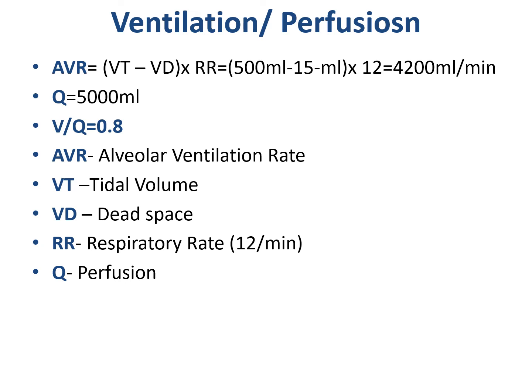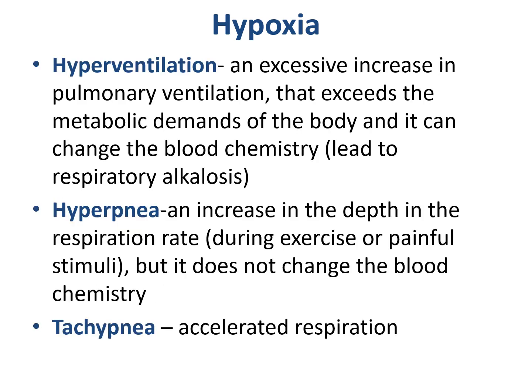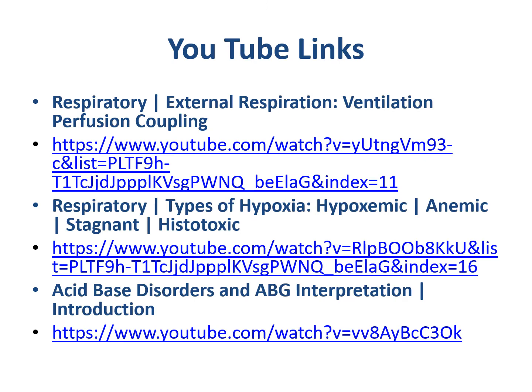Ventilation perfusion. Hyperventilation is an excessive increase in pulmonary ventilation that exceeds the metabolic demands of the body, and it can change the blood chemistry, leading to respiratory alkalosis. Hyperpnea is an increase in the depth of respiration, or respiration rate, during exercise or painful stimuli, but it doesn't change the blood chemistry. And tachypnea is accelerated respiration.